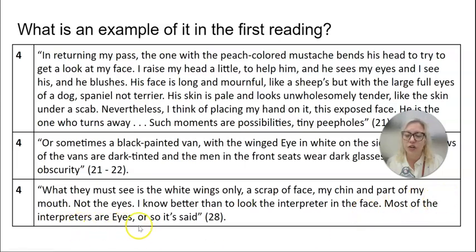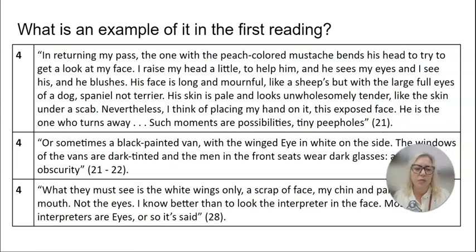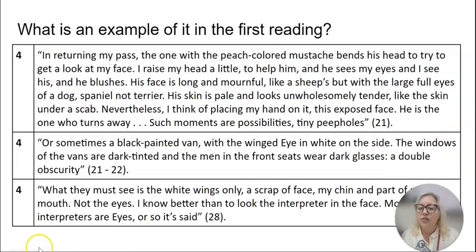Most of the interpreters are eyes, or so it's said. So we have a couple of references to eyes here. This is the fact that she's not supposed to look people directly in the eyes, not to make eye contact, right? Including the interpreter. And she really shouldn't break the rules with him because he may very well be a spy, an eye. Okay, so those are all some good examples from the very first reading.